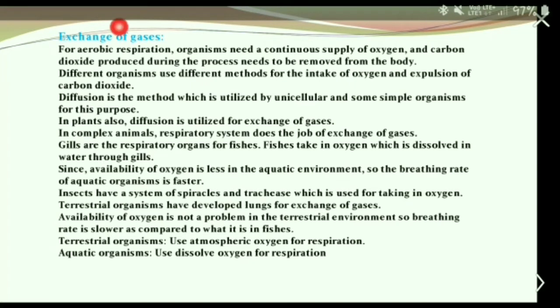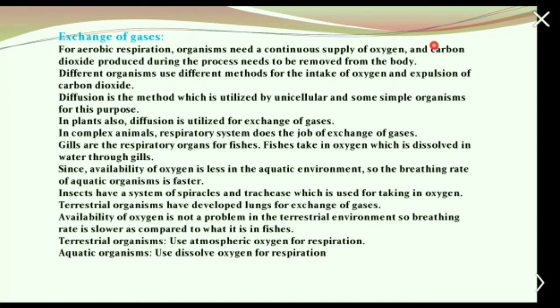Exchange of gases. For aerobic respiration, organisms need a continuous supply of oxygen and carbon dioxide produced during the process needs to be removed from the body. Different organisms use different methods for the intake of oxygen and expulsion of carbon dioxide. Diffusion is the method utilized by unicellular and some simple organisms. In plants, diffusion is utilized for exchange of gases. In complex animals, the respiratory system does the job of exchange of gases.